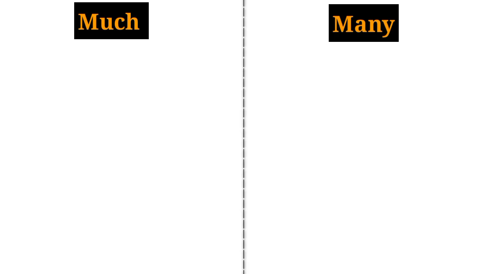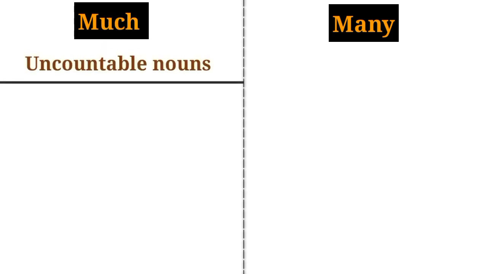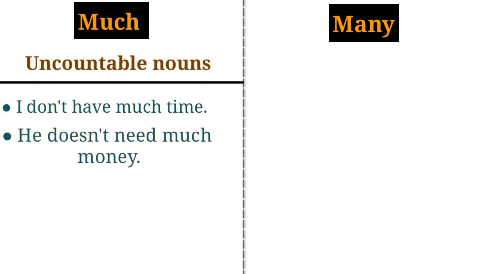As I told you, much is used with uncountable nouns. Let's look at some examples. I don't have much time. He doesn't need much money. Does it use much electricity? In these sentences, time, money, and electricity are uncountable nouns. We cannot count them, so we use much before them.